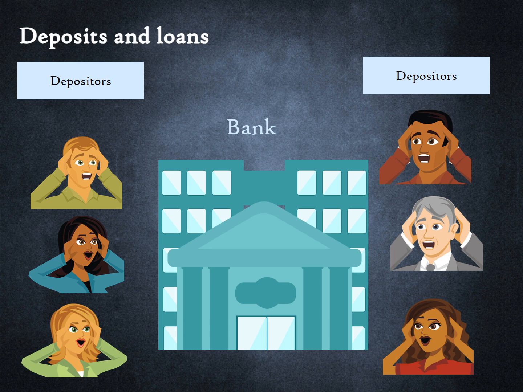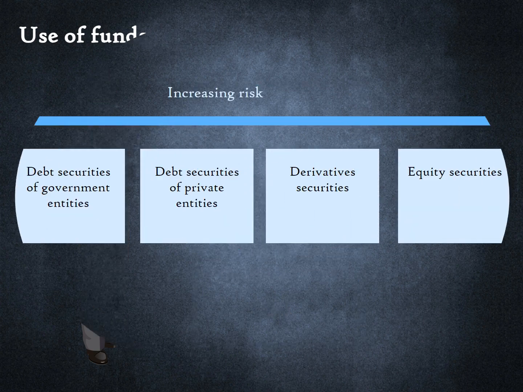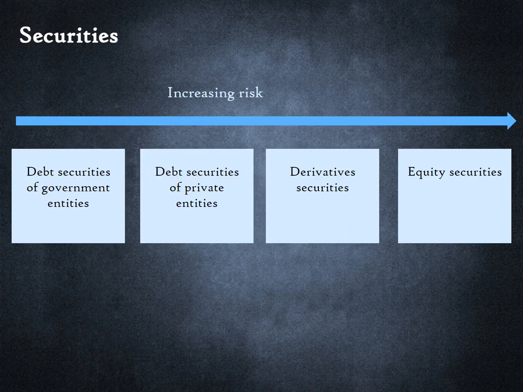Hence, there are regulations that limit the percentage of deposits that can be loaned, and as we mentioned earlier, this can force a bank to tap wholesale funding sources. This brings us to the second major use of funds for banks, which is investments in securities. In our earlier lessons on capital markets, we learned about securities and the different types of securities. As we move from left to right, the risk associated with holding the securities increases. The primary type of securities banks hold is debt securities issued by government entities and highly rated corporates.